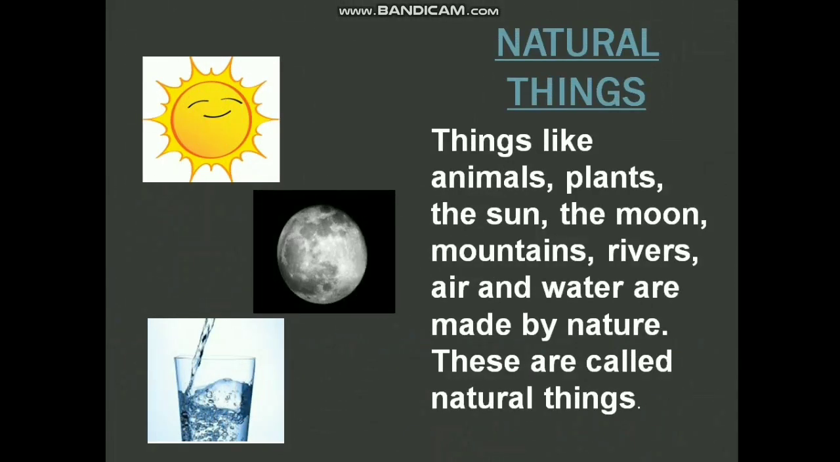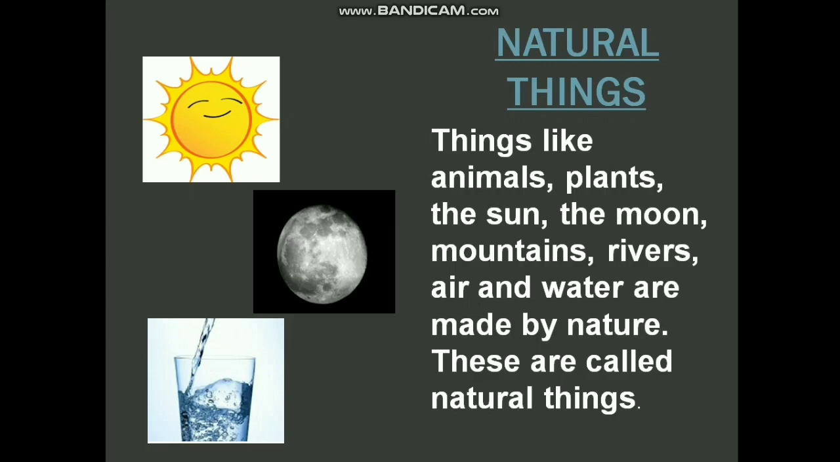Natural things. Things like animals, plants, the sun, the moon, mountains, rivers, air and water are made by nature. These are called natural things. So these things, animals, plants, sun, moon, mountains, everything is made by God. Everything is naturally present. Everything which is made by God is known as the natural things. These are the examples of natural things: sun, moon, water.